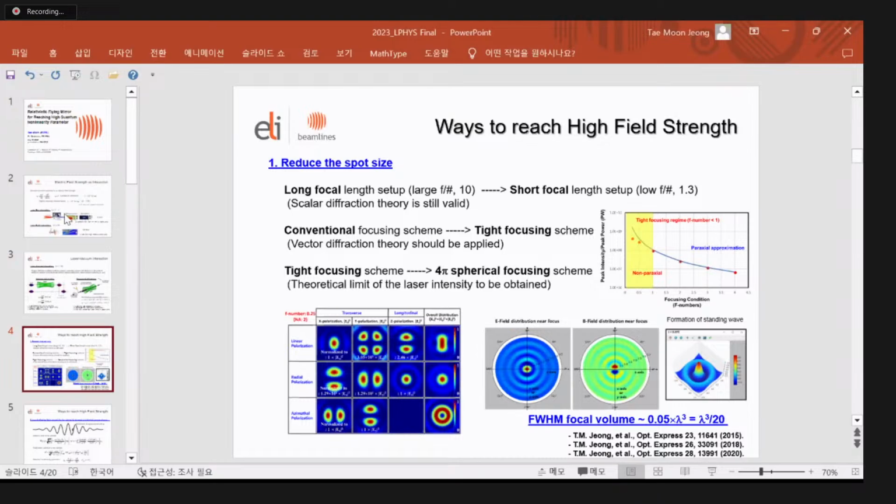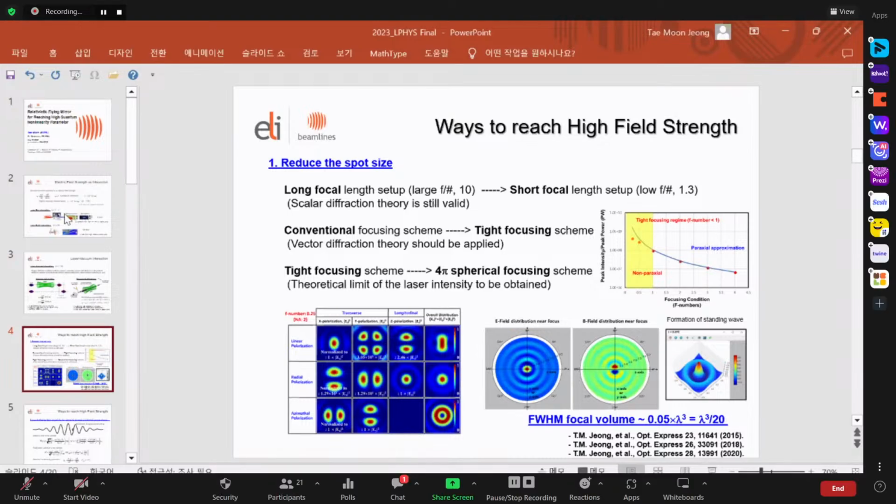Popeye spherical focusing scheme means the focal length is much shorter than the beam diameter or the aperture of the focusing optics. In this case, at the focal position, the incidence beam is coming from all directions, which means Popeye direction, and then you can get the theoretical limit for the laser intensity you can achieve. So that can be described in this way here. And so this is the optical approach to get the high field strength at the focus.